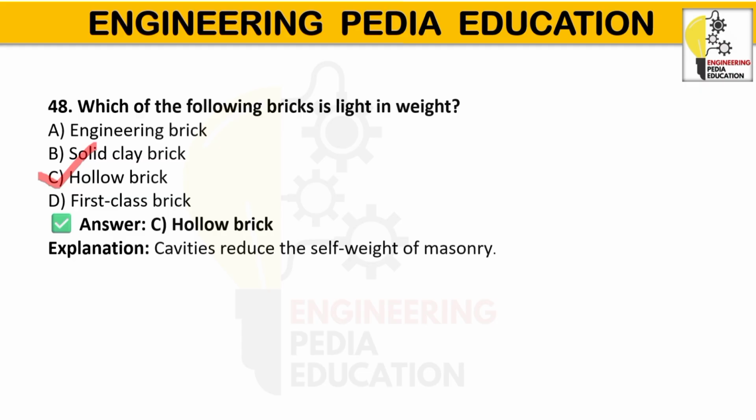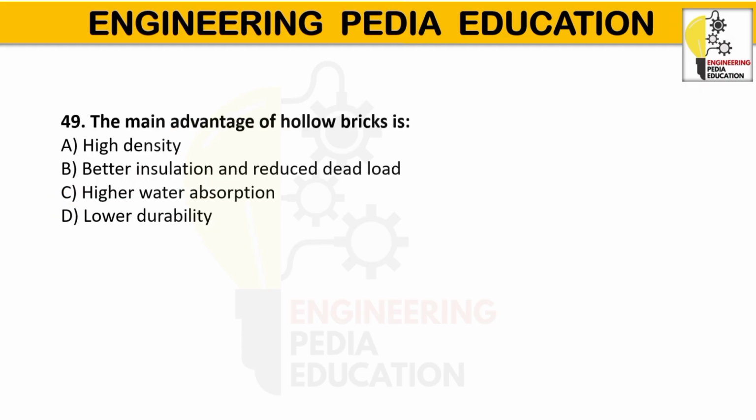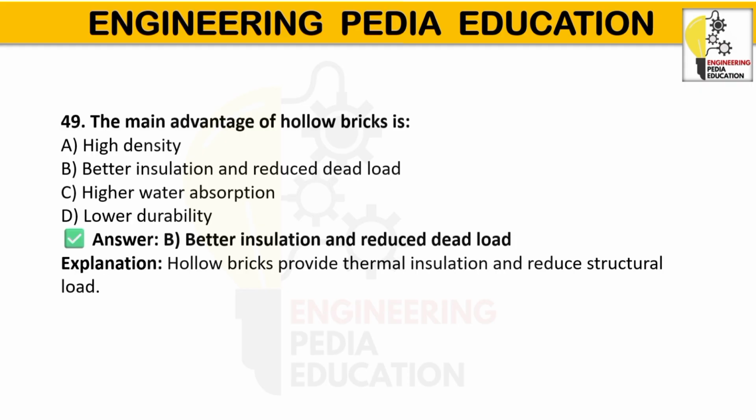The main advantage of hollow bricks is high density, better insulation and reduced dead load, higher water absorption, or lower durability. So the correct option is better insulation and reduced dead load. Hollow brick provides thermal insulation and reduces structural load. As hollow brick has pores present in it, it reduces structural load because it is light weighted, and this is also a reason for thermal insulation.